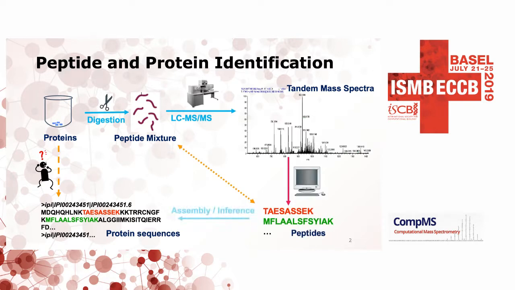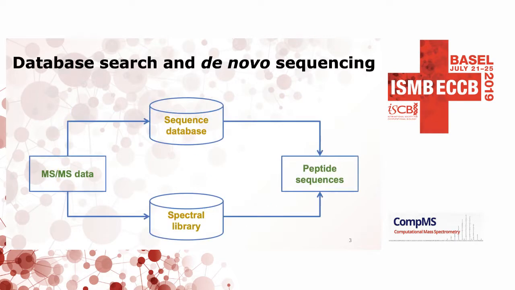Finally, we can know the protein sequences by assembling the peptides together or using protein inference algorithms. In the whole workflow, the key step is how we can interpret the tandem mass spectra into peptides. If we have a sequence database or a spectral library, we can search the spectra against these databases, compare each spectrum with theoretical peptide candidates, and choose the best scored peptides. This is called database search, the dominant approach in routine MS data analysis.